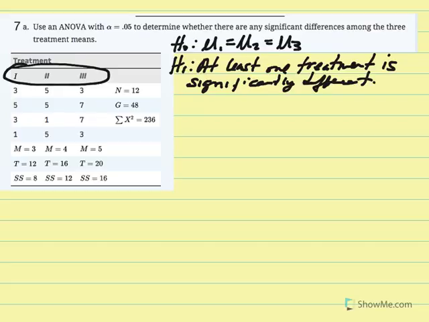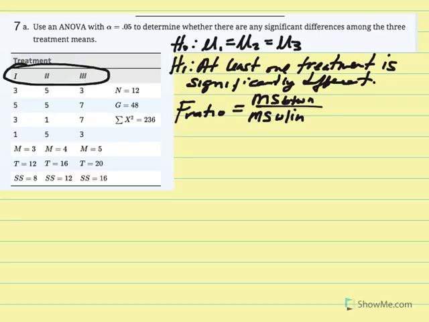So one of those population means will not equal the others. And to determine this, we're going to conduct an F test and calculate an F ratio statistic. And that's equal to the mean squares between, which is the variance explained by the treatment in addition to random unsystematic differences, over the mean squares within, which represents the random unsystematic differences only.